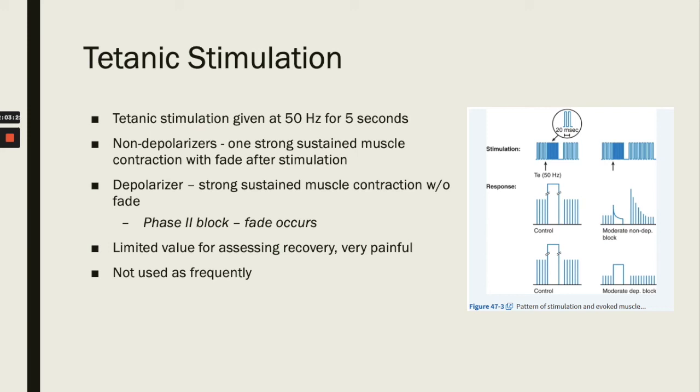So tetanic stimulation is given at 50 hertz for 5 seconds. With non-depolarizers, there's 1 strong sustained muscle contraction, and then you see fade after the stimulation. With depolarizers, you see a strong sustained muscle contraction without fade. If you do see fade, a phase 2 block has occurred.